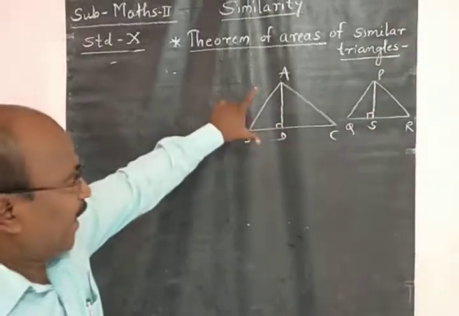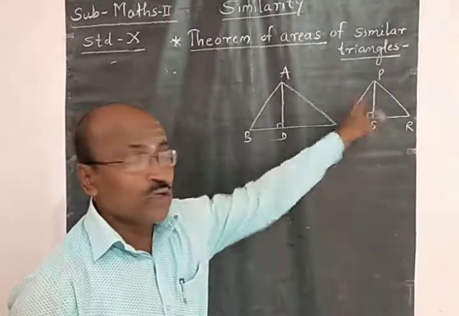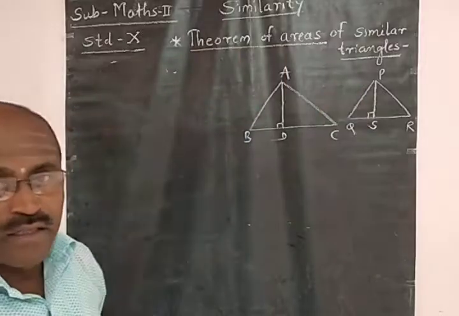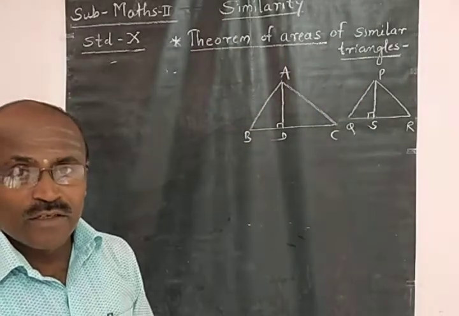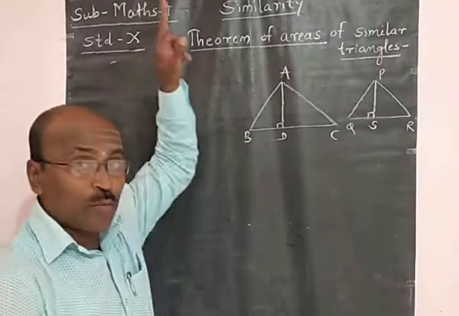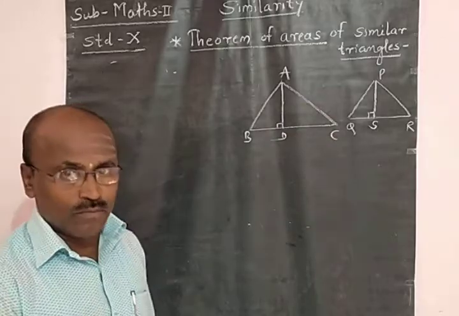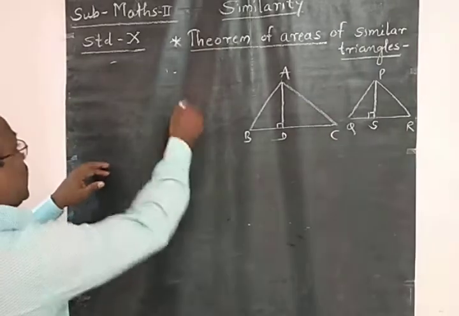That means here AD and PS are the heights of these two triangles. Already we have studied the property of ratios of areas of two triangles. So use that property here, then you have to prove the theorem. Okay. First of all, write the given thing. What is the given thing here?